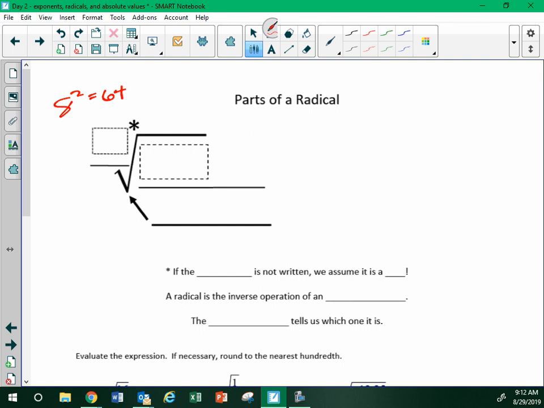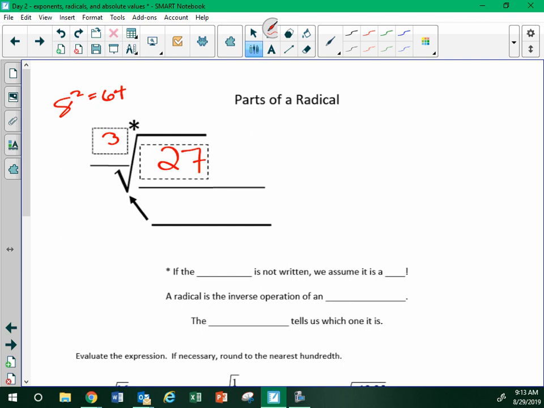Okay, so our parts of a radical. Let's do an example. So this is a radical. The most common ones we do are square root and then cube root. So let's go with cube root. So we'll put a little 3 here. Let's say the cube root of 27. I know the answer to that.